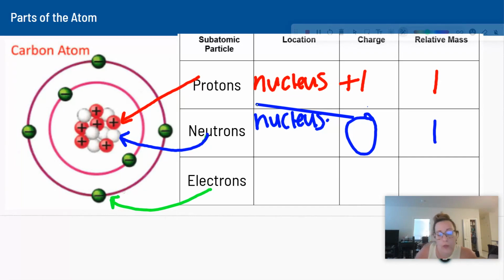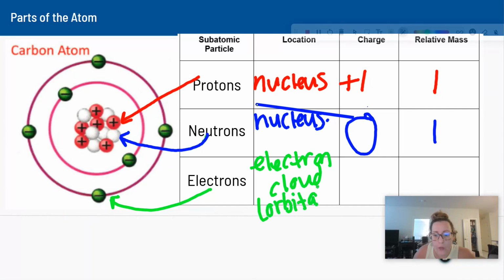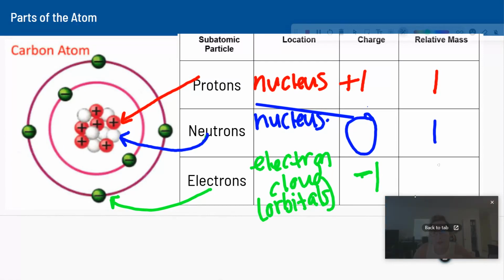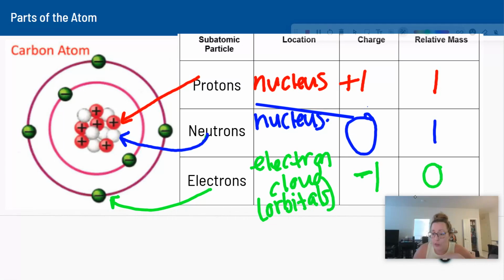The electrons are these green ones on the outside, and they are actually in a place called the electron cloud. Sometimes we will refer to them as orbitals, like the circles or rings around the nucleus. As you can see on the picture, they have a negative charge, and each electron has a -1 charge. And we know the atom is mostly empty space, so that means their mass is much smaller than the protons and neutrons. So we represent that mass as a mass of 0.